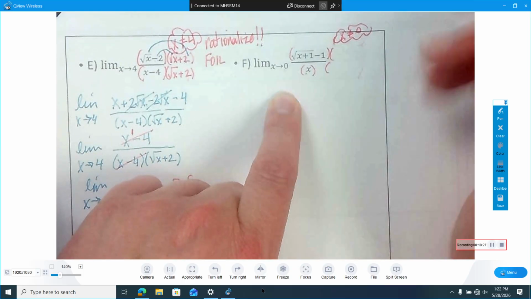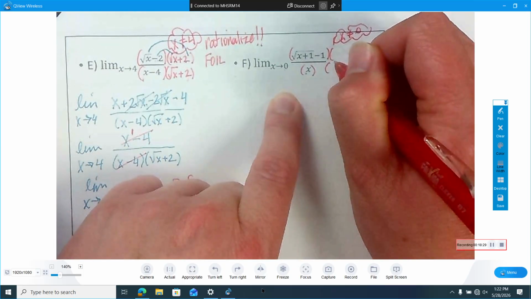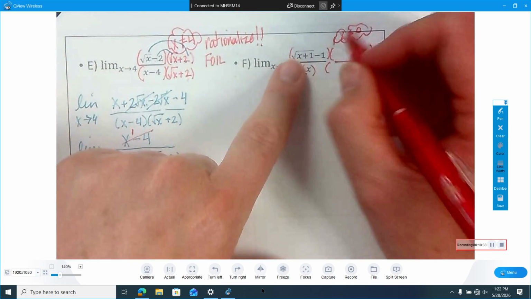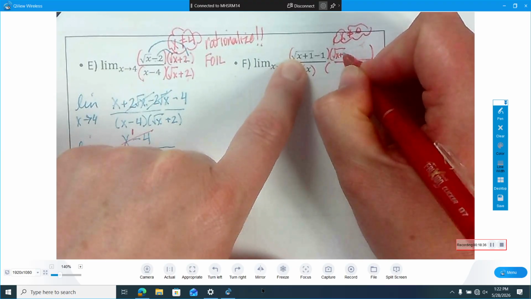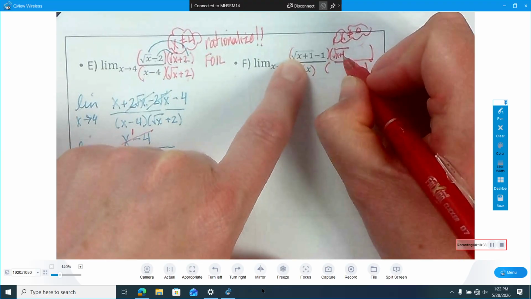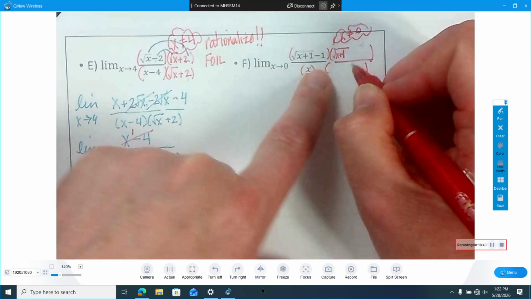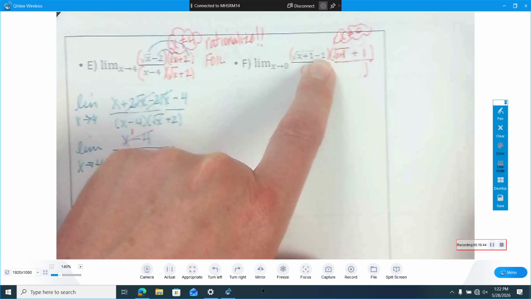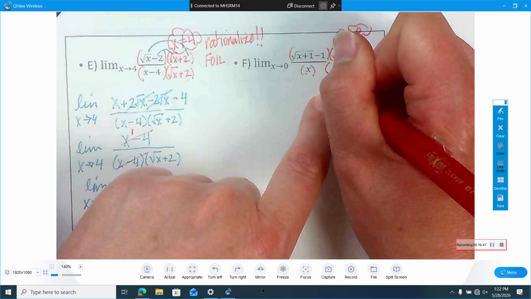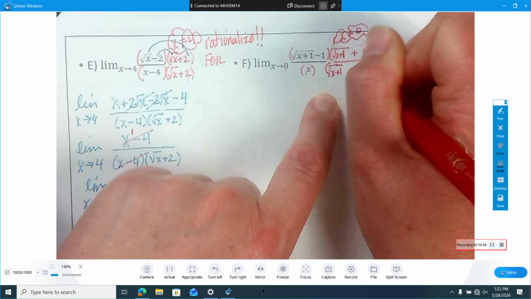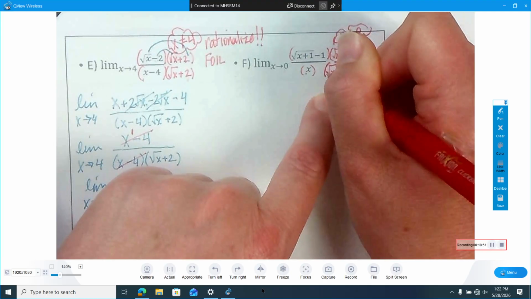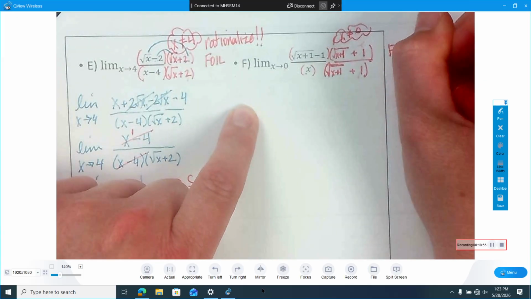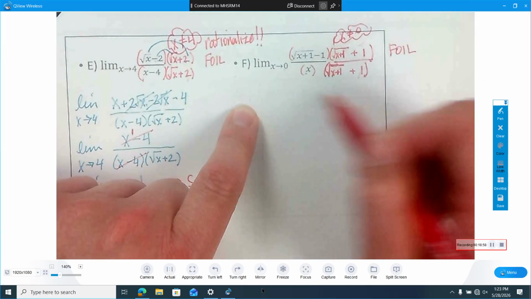Now this is very tricky. What is our complex conjugate here? Very good. The square root of x plus 1 plus 1. So the radical stays the same, and we change the sign between the terms. All right? And then top and bottom, square root of x plus 1 plus 1.